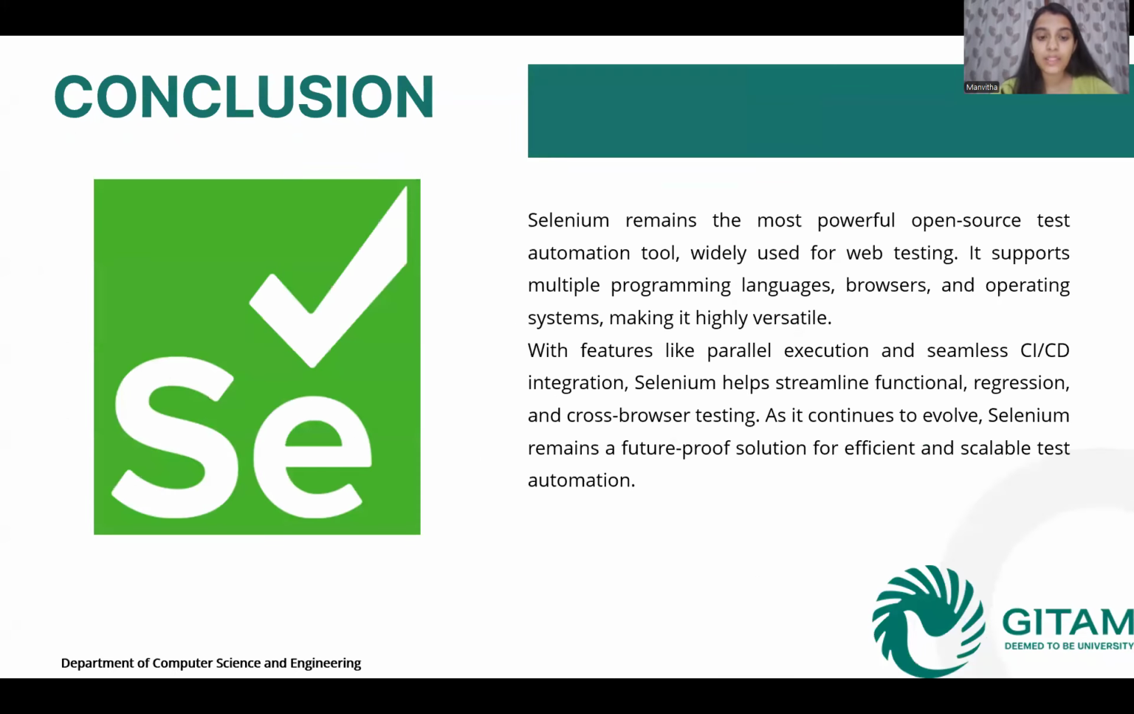So to summarize, Selenium is the most powerful open source automation tool available today. Its ability to support multiple browsers, platforms, and programming languages makes it an ideal choice for automated testing. A few key takeaway points: Selenium provides functional, regression, and cross-browser testing capabilities. It allows parallel execution and CI/CD integration, making it useful in modern software development. With continuous improvements in Selenium 4 and beyond, it remains a future-proof solution for web automation testing.